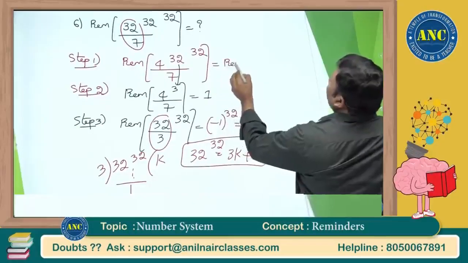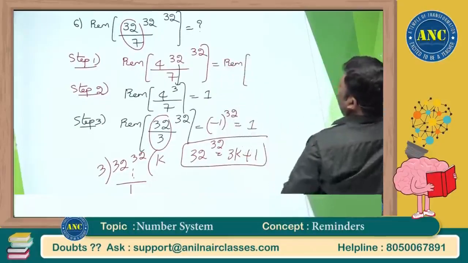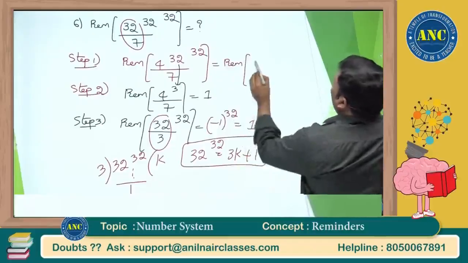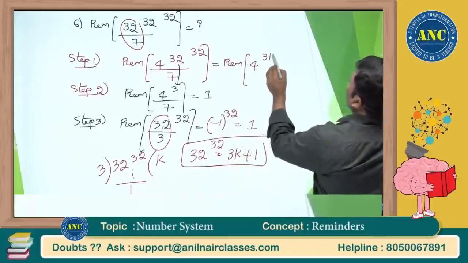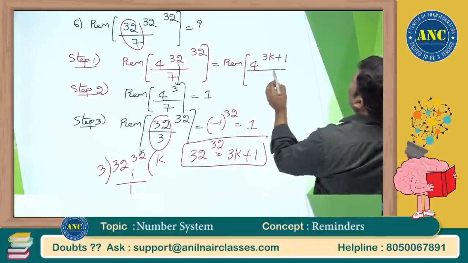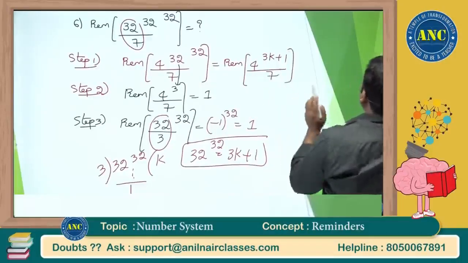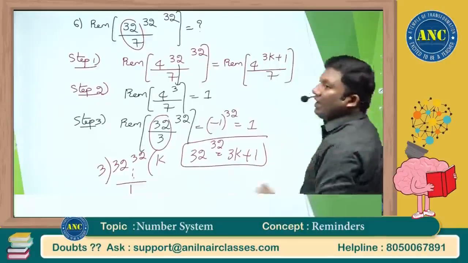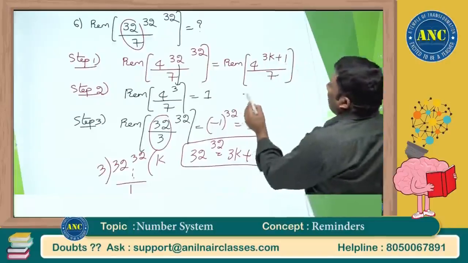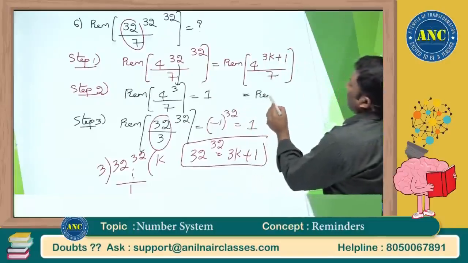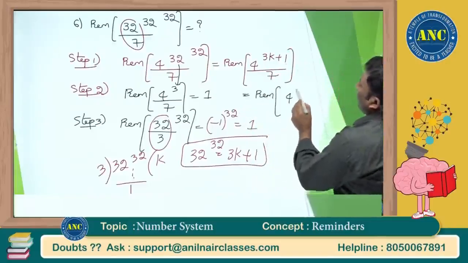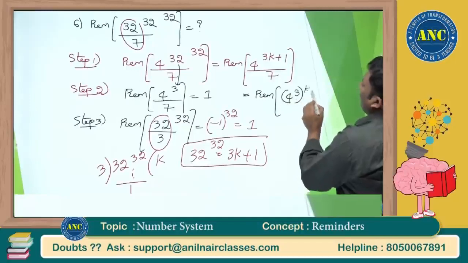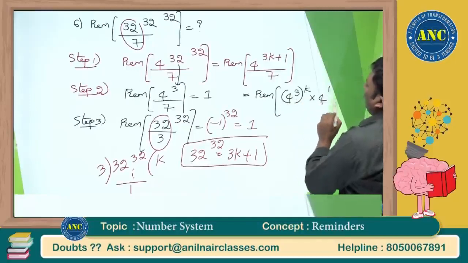That means when you divide 32 power 32 by 3, what is the form? It is 3k plus 1. So 4 power 3k plus 1 divided by 7. Now you got the answer. It is nothing but 4 power 3 power k into 4 power 1 divided by 7.